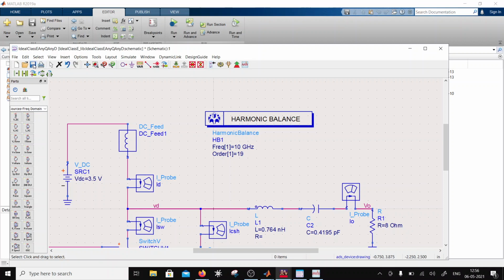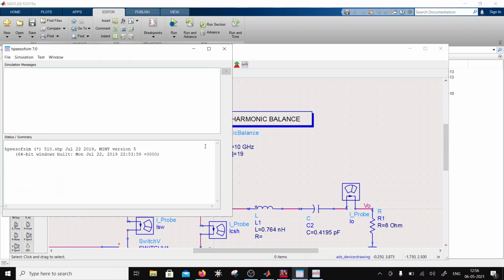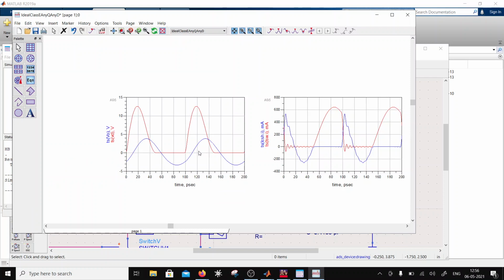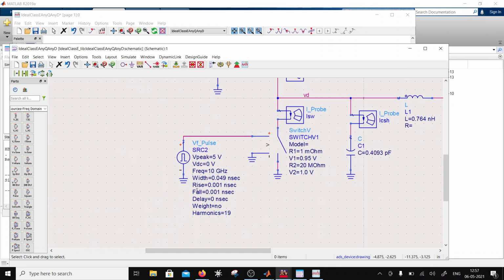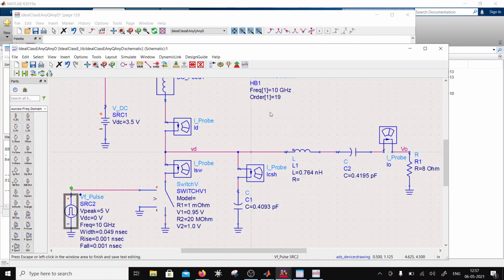Let's hit simulate now. I think what happened was the duty cycle issue. Yeah, so now this makes sense. So what was happening was the duty cycle which I was feeding here is now exactly 50%, right? So now I can increase the number of harmonics to, let's say, 39, for example, an odd number.